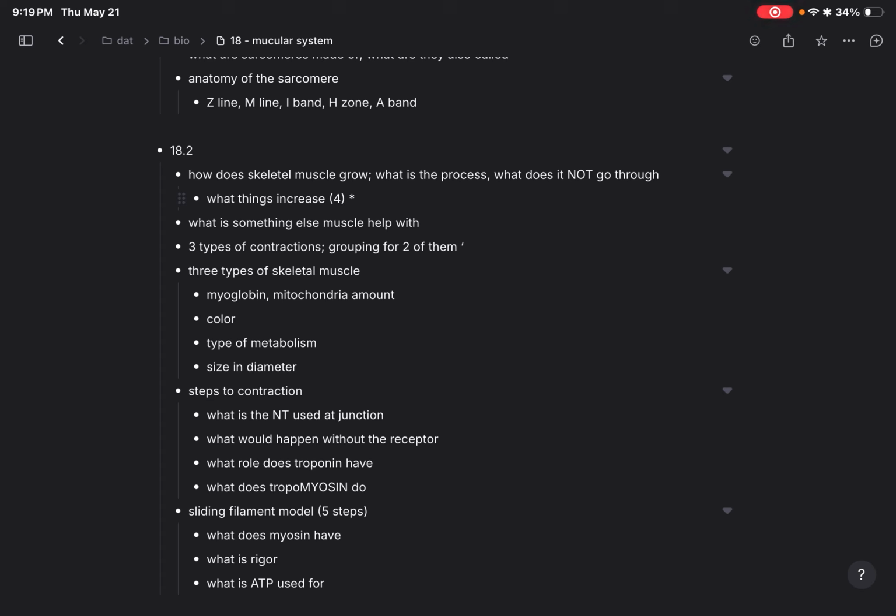Three types of skeletal muscle. We got type 1, type 2A, and type 2B. Type 1 is what you would call the fast twitch muscles. They are very red. They have a high abundance of oxygen because they go through a lot of aerobic respiration. They pump through oxygen quite quickly. Those are for long distance, long endurance.